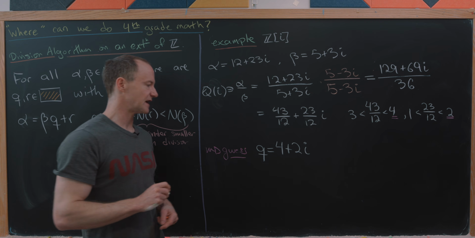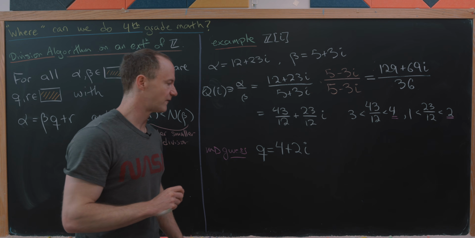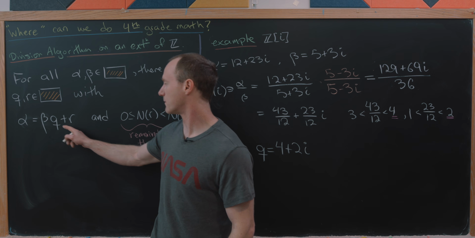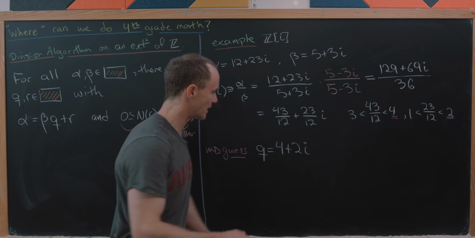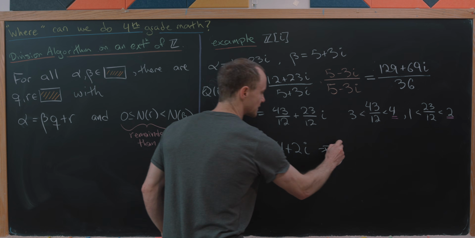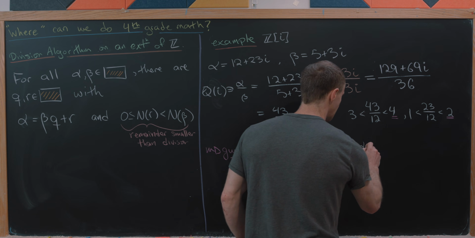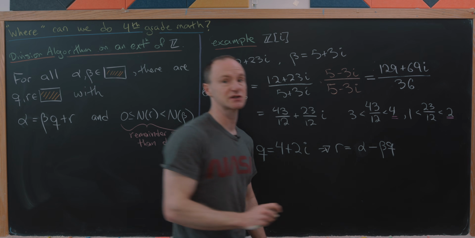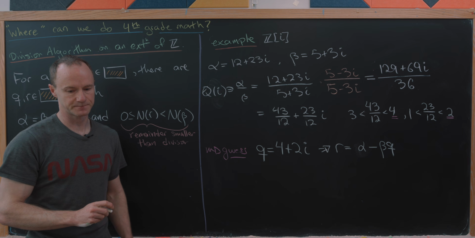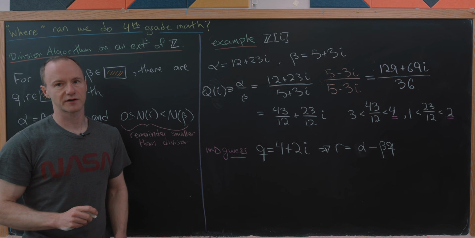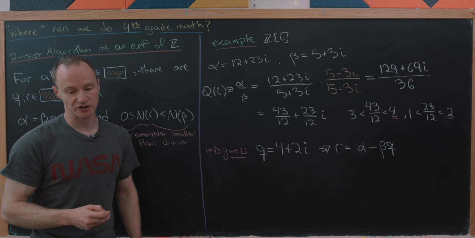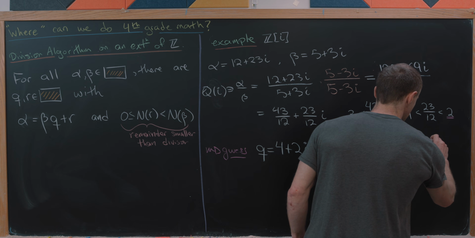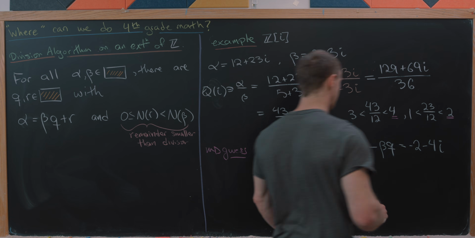Now, let's observe that if we have a quotient of 4 plus 2i, then we can calculate a remainder just by inverting this equation. Our remainder will be equal to alpha minus beta times this quotient that we've just constructed. I'll let you do the calculation there. It is fairly elementary, and what you'll see is you get the complex number minus 2 minus 4i.